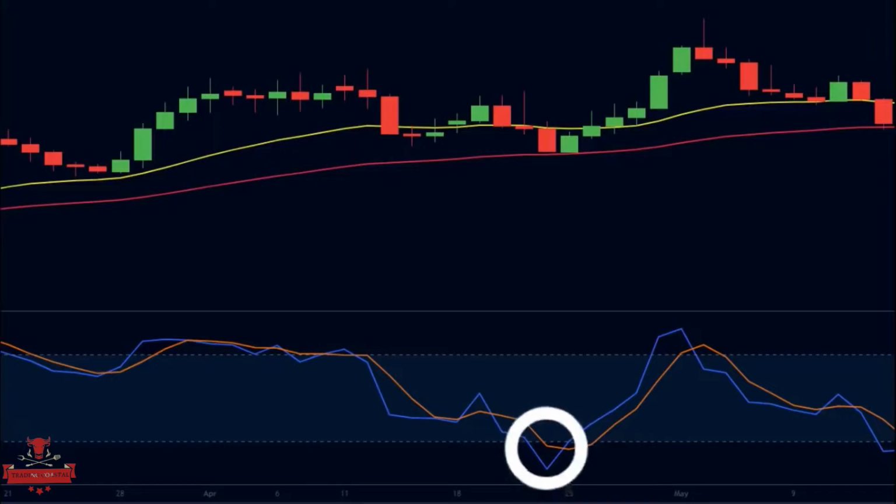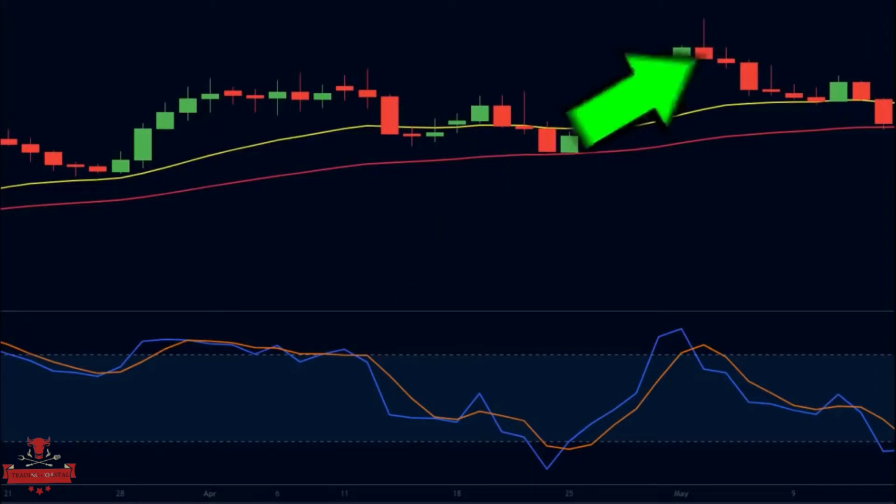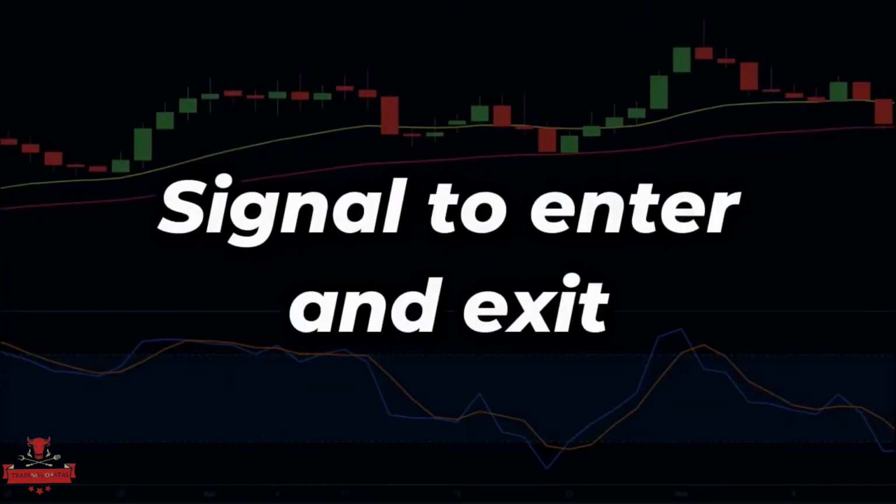An oversold reading in an existing uptrend further confirms that the pullback may be over, and the price might be headed higher. So, we have a confirmation of EMAs and the stochastic that the pullback is over, and the price is ready to move. Now, all we need is a signal to enter and exit.